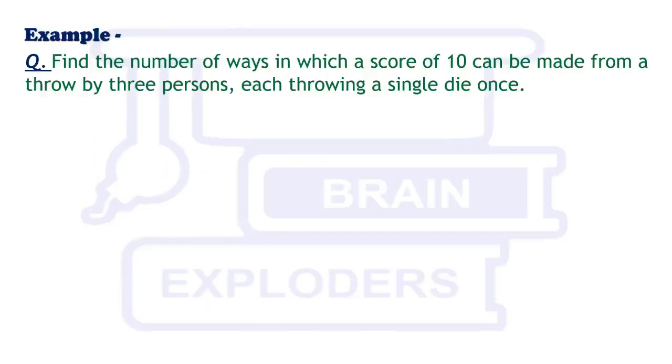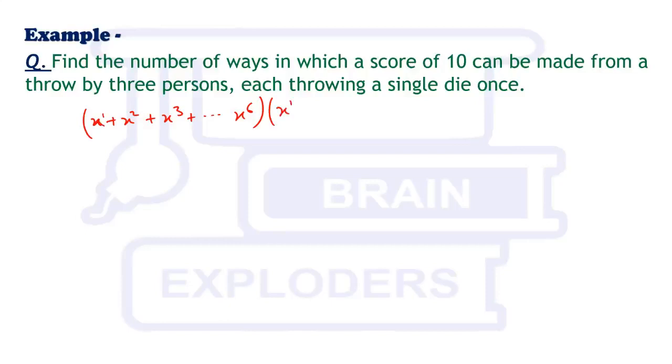Find the number of ways in which a score of 10 can be made from a throw by 3 persons, each throwing a single die once. In this problem, we will use multinomial expansion. A die can make a score of 1 or 2 or 3 up to 6. So we are using x raised to the power 1, 2, 3, 4, 5 and 6, and that's why we are not writing x raised to the power 0, that is 1, over here.